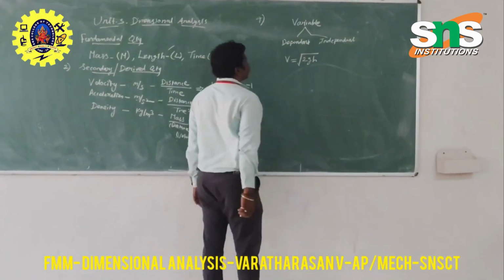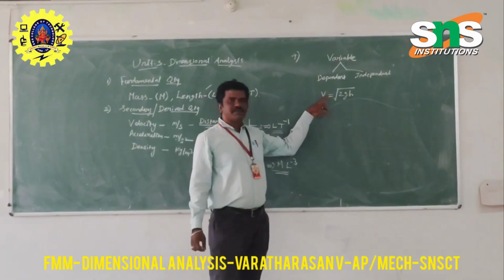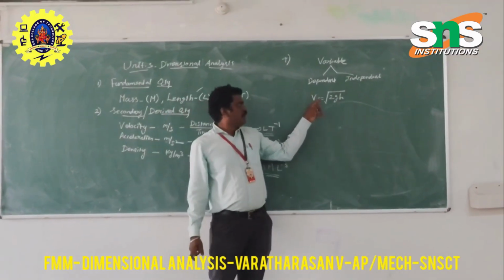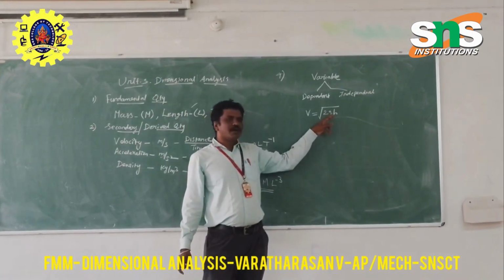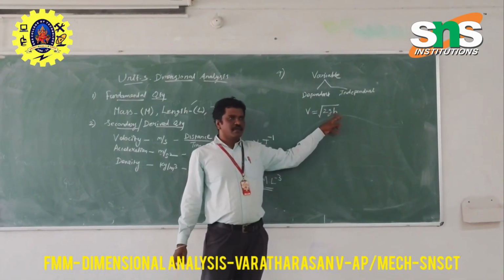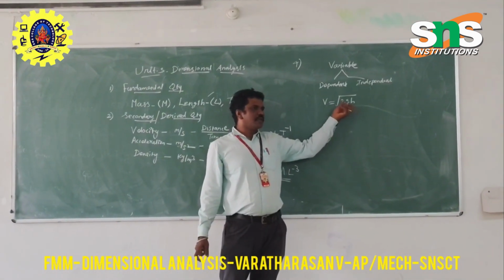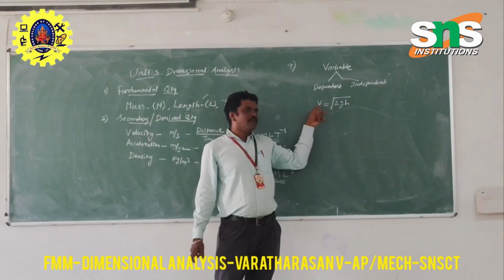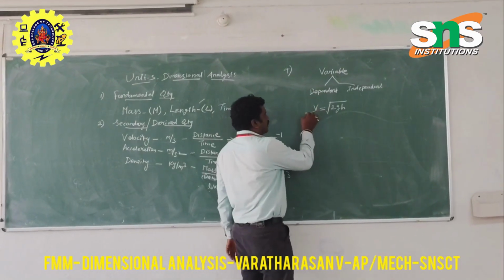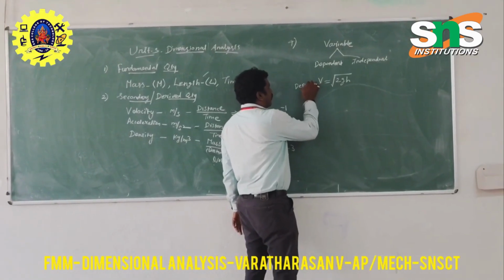2gh. Okay. Here v, the velocity, will be a dependent variable. It will be related to what? g, the acceleration due to gravity, and the head h. So these are the variables which can be related to velocity. That's why in this equation v is represented as what? Dependent variable.